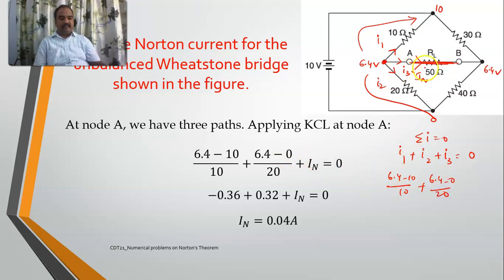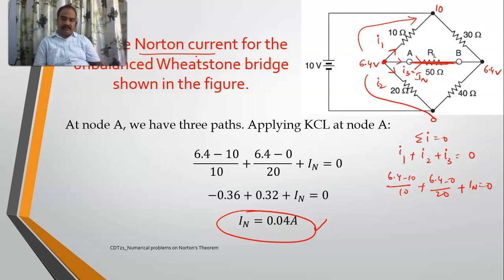And what is I3? I3 is nothing but my desired current, which is IN. To solve this, you will get IN as 0.04 amperes. Understood now how to obtain the Norton's current, the short circuit current. First I tried nodal analysis and then I tried this case here. So the problem ends here because they are asking us only to determine the Norton's current.